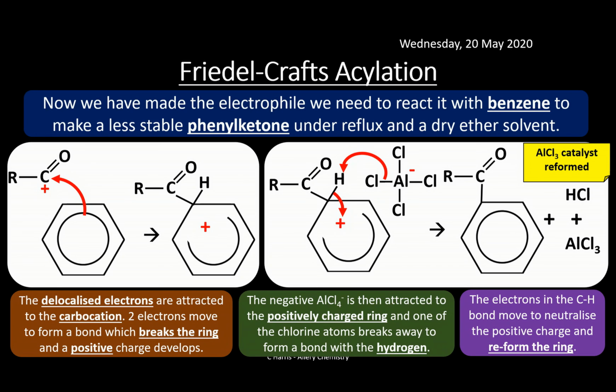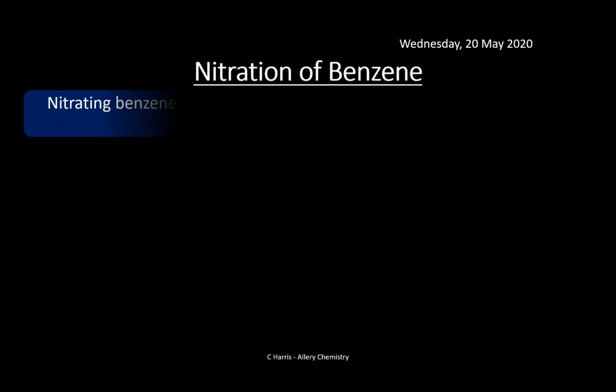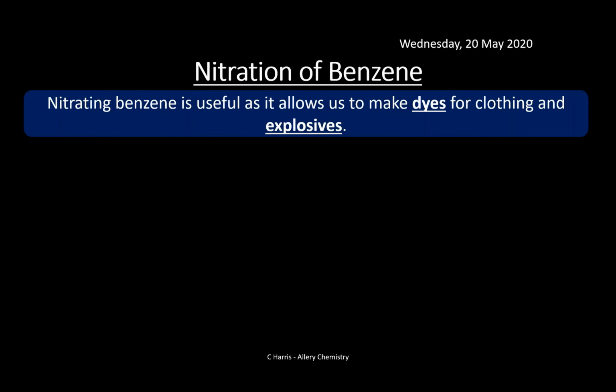Okay, right, so there's one more mechanism that you need to know, and this mechanism is the nitration of benzene. Okay, so nitrating benzene is useful because it allows us to make dyes for clothing and explosives, so that's always useful, of course. Now, just like with the previous step with the Friedel-Crafts reaction, we have to make a powerful electrophile first. It's no good just using say something like nitric acid and just reacting it with benzene. It isn't going to happen.